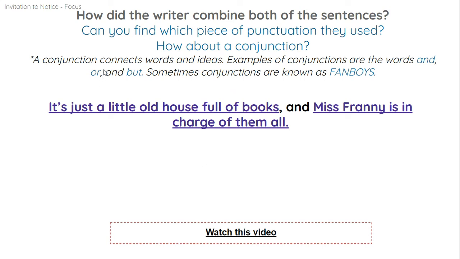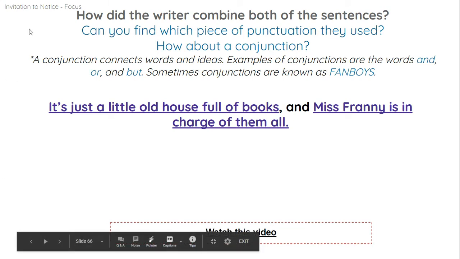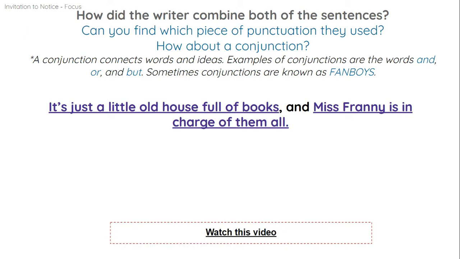All right. A conjunction connects words and ideas. Examples of conjunctions are the words and, or, and but. Sometimes conjunctions are known as fanboys. There are actually 7 conjunctions that you will learn through this presentation. Okay. Those conjunctions are the words that you will use to glue your sentences together. Okay. And we also have to insert that comma in there.